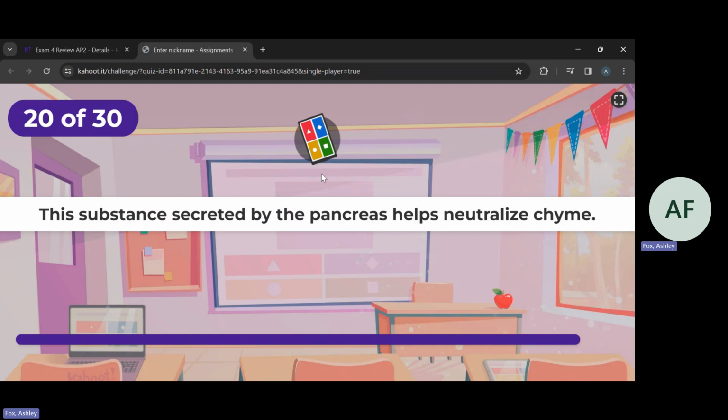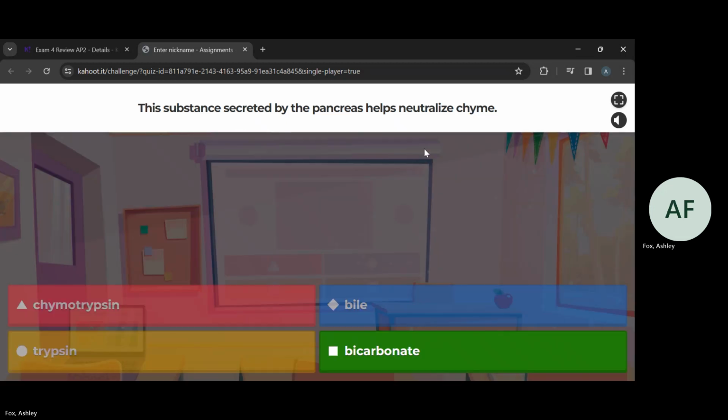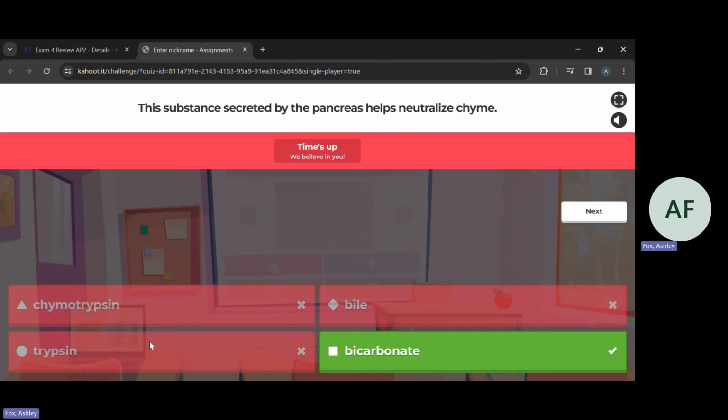This substance secreted by the pancreas helps neutralize chyme: chymotrypsin, bile, trypsin, bicarbonate. Remember, chymotrypsin and trypsin are protein digesting enzymes. Bile is for fat emulsification and digestion. Bicarbonate is a buffer, so that's going to decrease the acidity of chyme, especially in the duodenum.